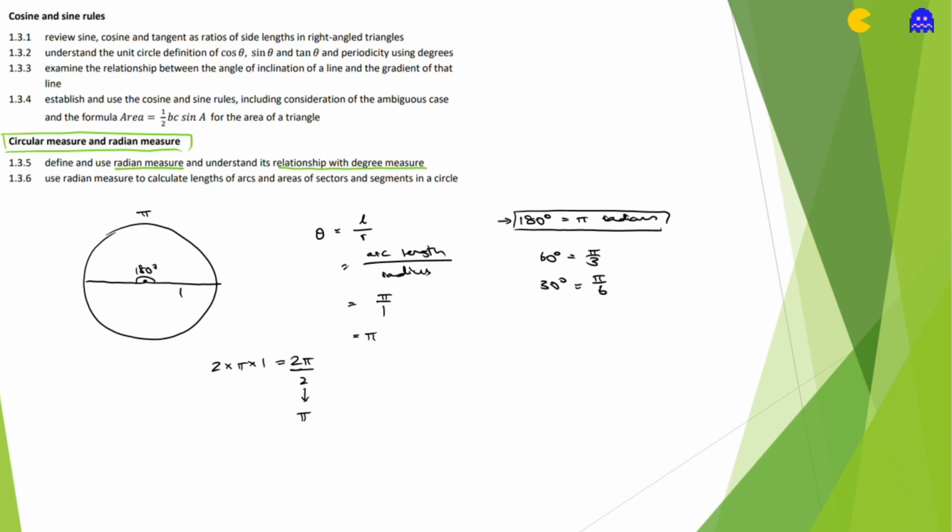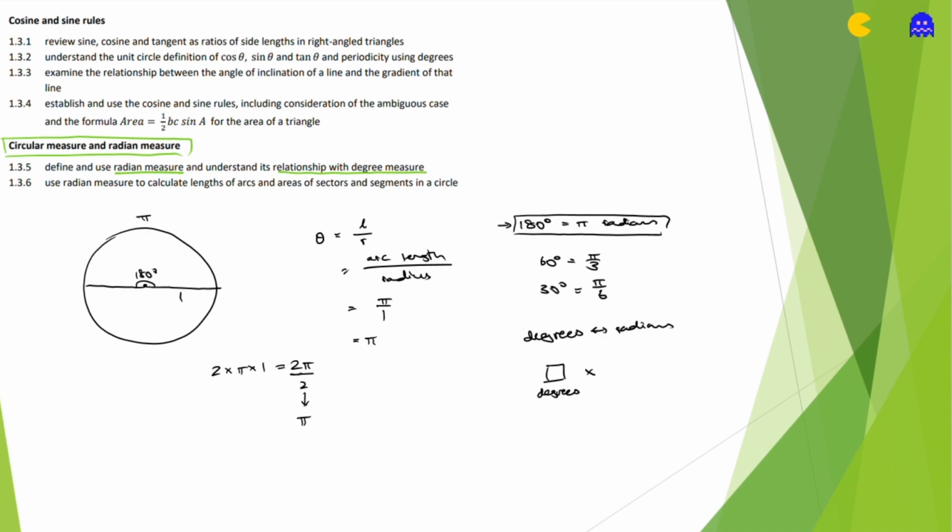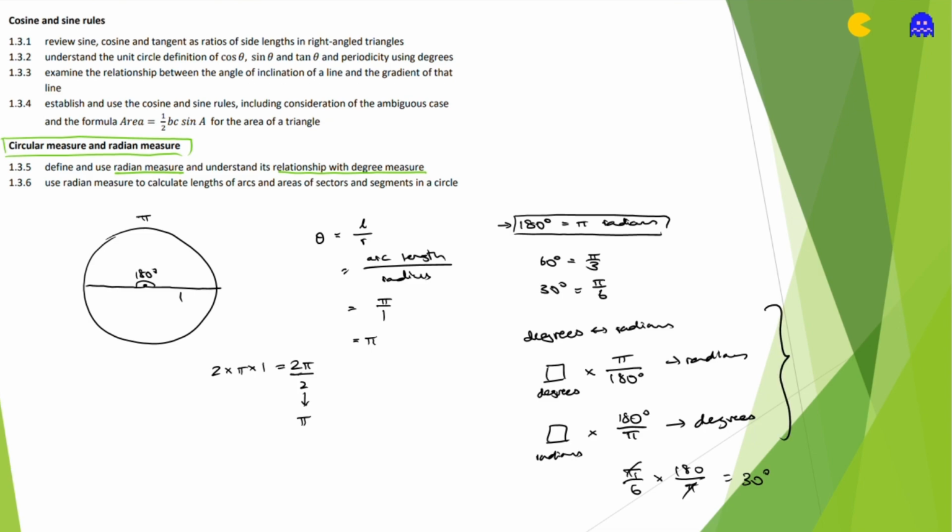If we want to convert between degrees and radians, we use this 180 and pi relationship. If we have an angle in degrees, we multiply it by pi on 180 degrees. And if we have an angle in radians and we want to convert it to degrees, we do 180 over pi to degrees. An example might be pi on 6 times 180 on pi. In this case, we cancel out the pi's, and with the 180 we get 30 degrees. Okay, and so these are the key relationships between converting between radians and degrees. And as we can see, radian measure is directly derived from circles.